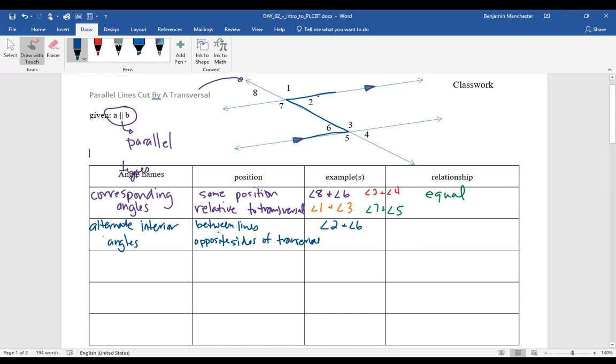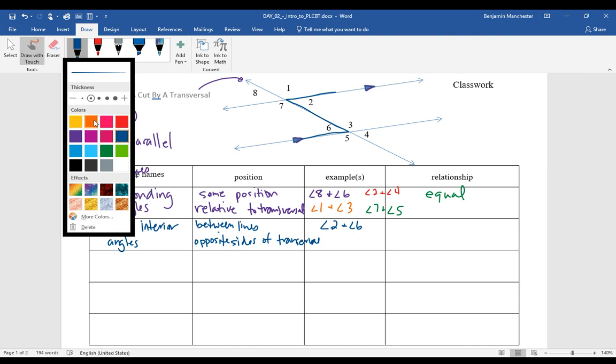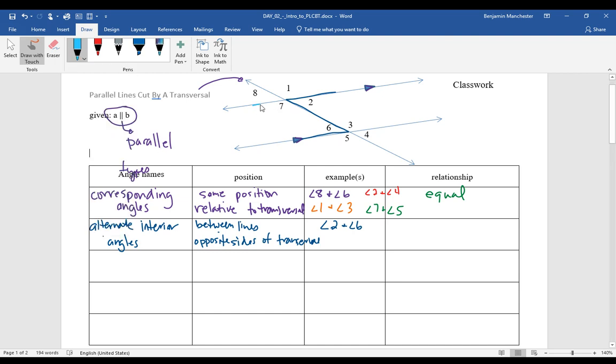Okay, they're on opposite sides of the transversal, and they're between your parallel lines. Okay, and then the other set, if you're looking, would be angle 7 and angle 3. So there's your parallel line. We come down your transversal, and then we go out the other parallel line. Angle 7 and angle 3 are alternate interior angles.